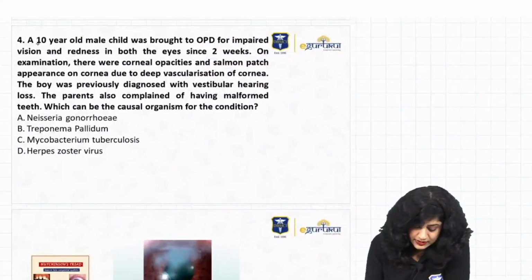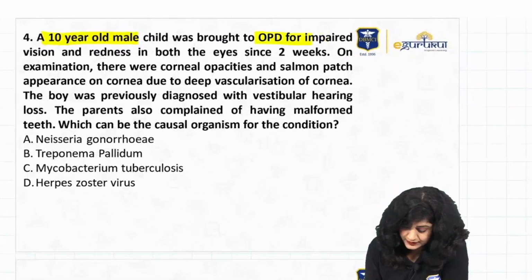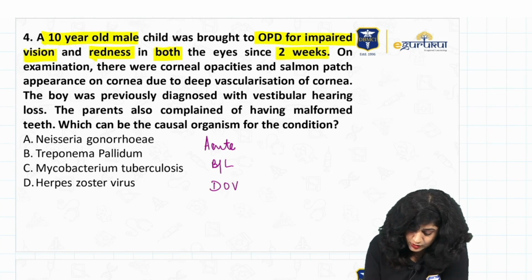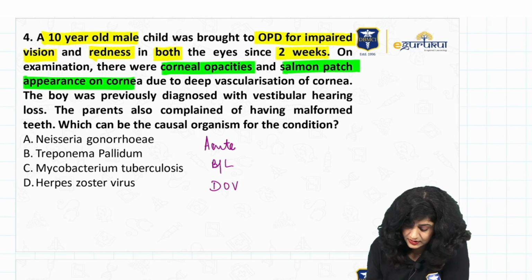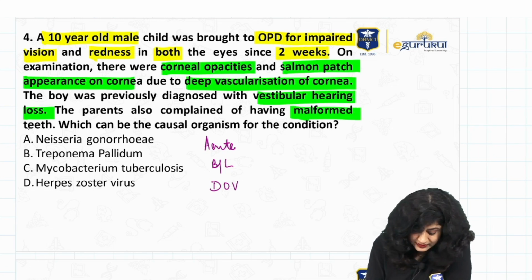Next question is a 10-year-old male who is brought to the OPD for impaired vision and redness in both the eyes. So it's bilateral and it's 2 weeks, so you can say that it is acute and it is bilateral. We have diminution of vision. Then we have corneal opacity, Salmon Patch appearance on the cornea. There is devascularization. We also have vestibular hearing loss. Malformed teeth is also there.